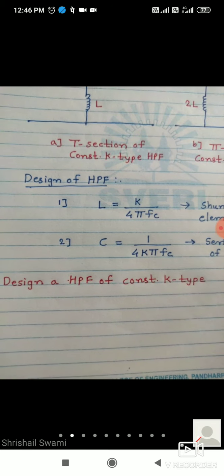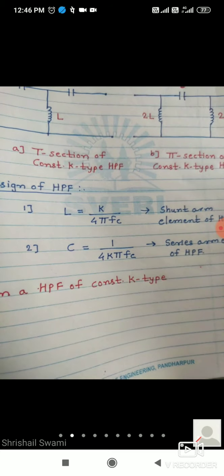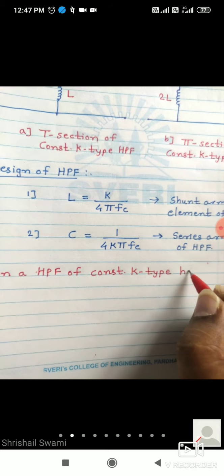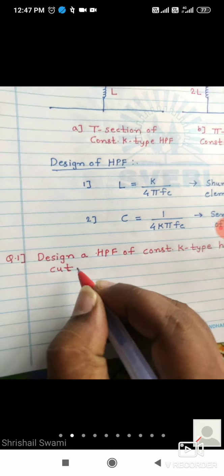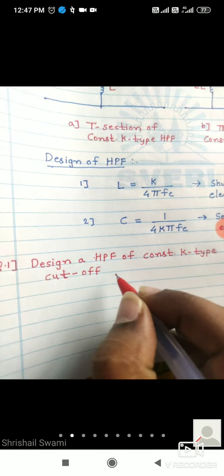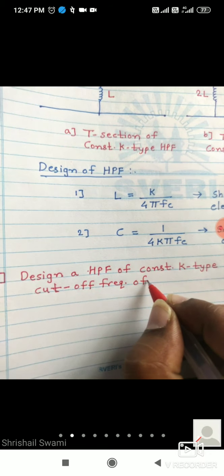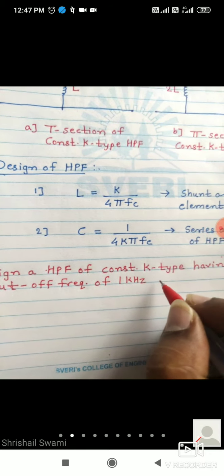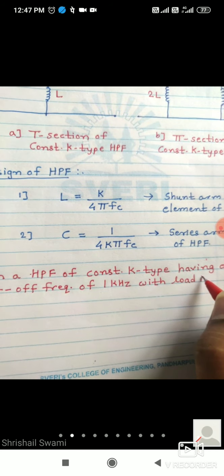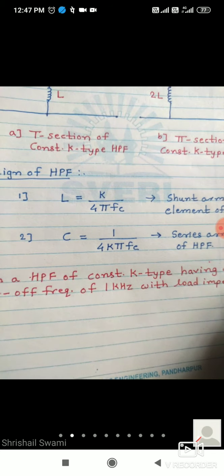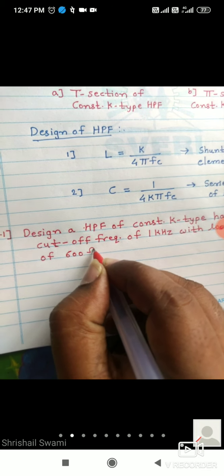Design a high pass filter of constant K type having a cutoff frequency of 1 kilohertz with load resistance, or impedance, load impedance of 600 ohm.